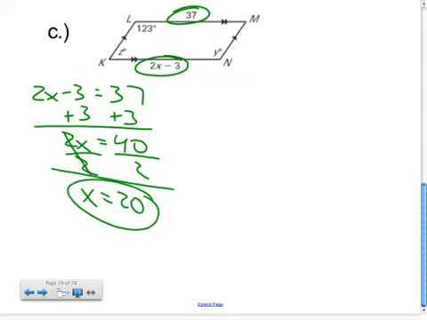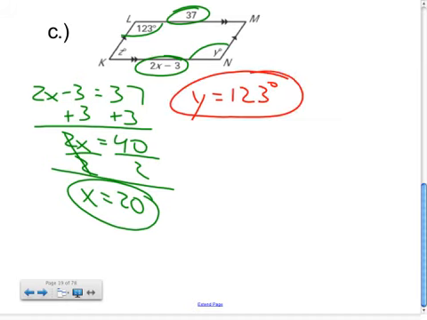Again, you go back to y. Well, that's 123, and y is opposite. Therefore, y has to be 123 degrees. You don't really have to do any work there. You're done. They're opposite angles. They've got to be congruent.